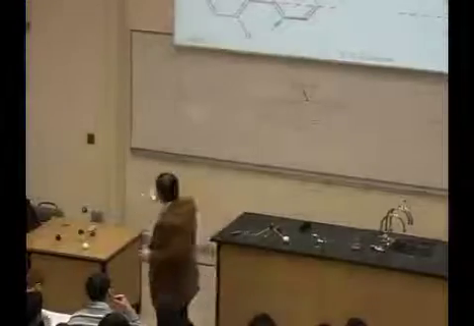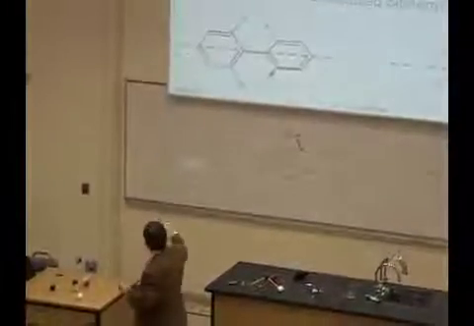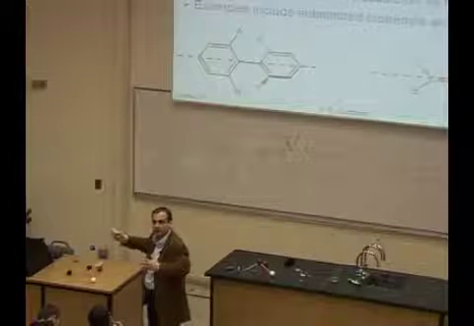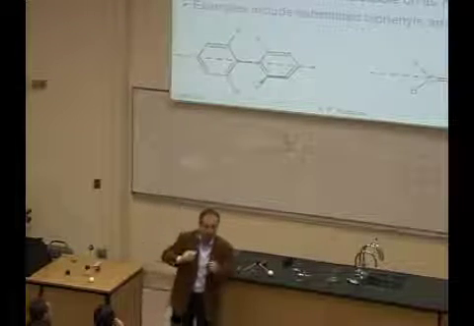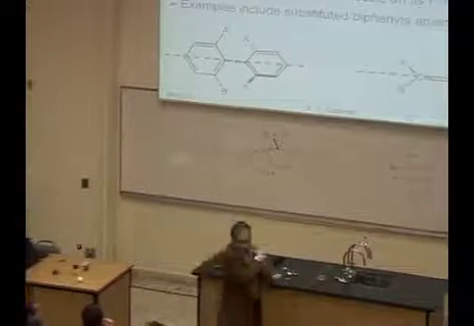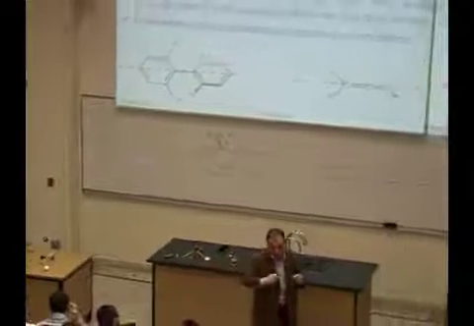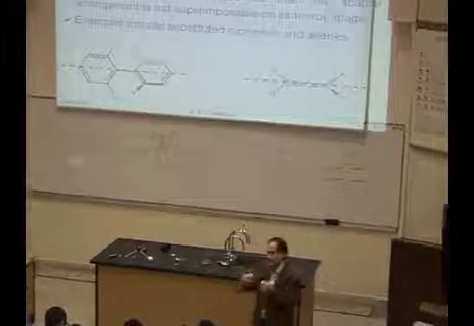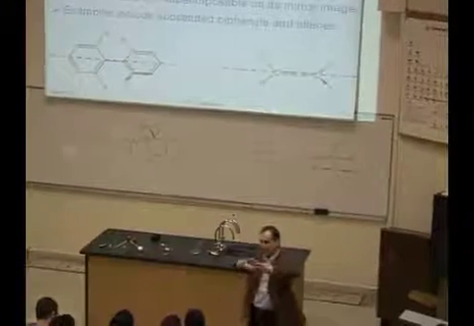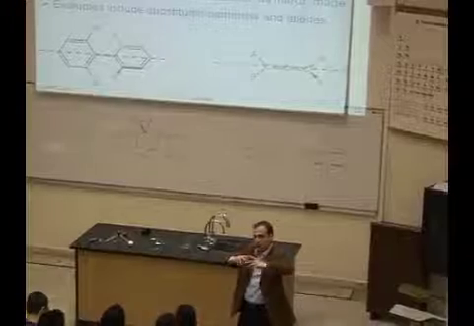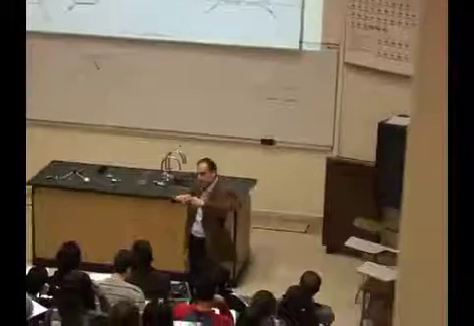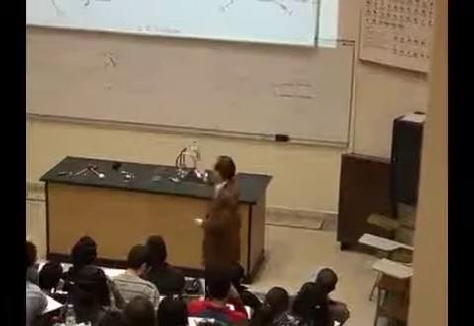You do not have any more free rotation, because if you have free rotation, X has to pass in the neighborhood of A, and Y has to pass in the neighborhood of B. That will create steric hindrance. So you do not have this free rotation. That is an example of a chiral axis.